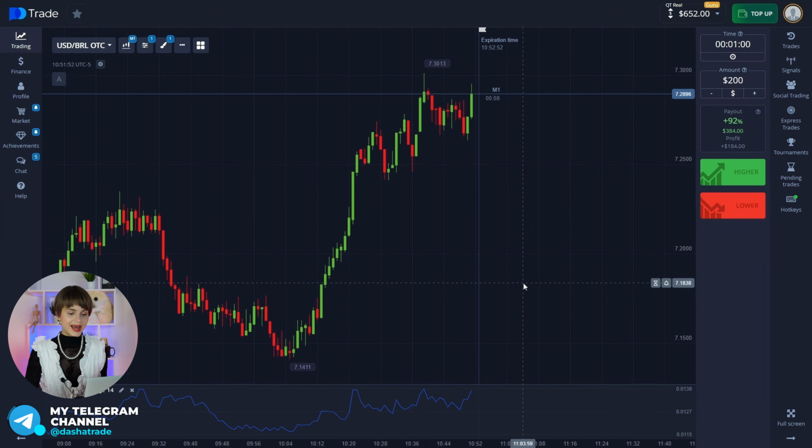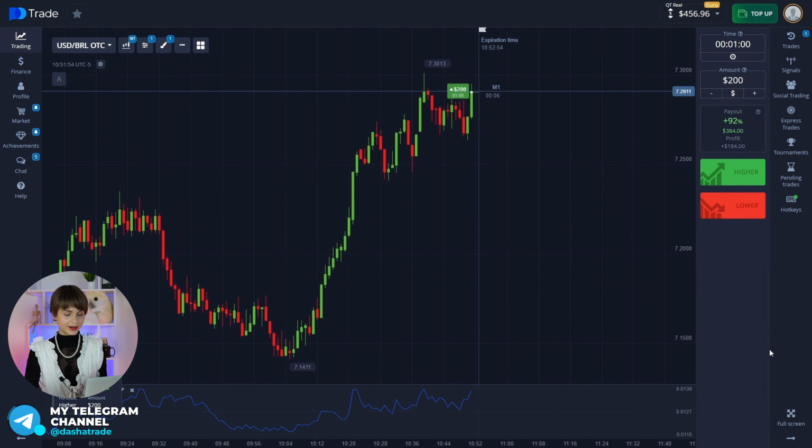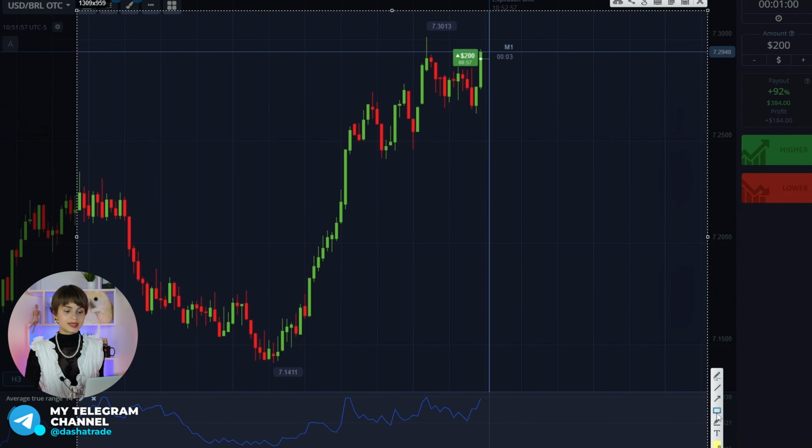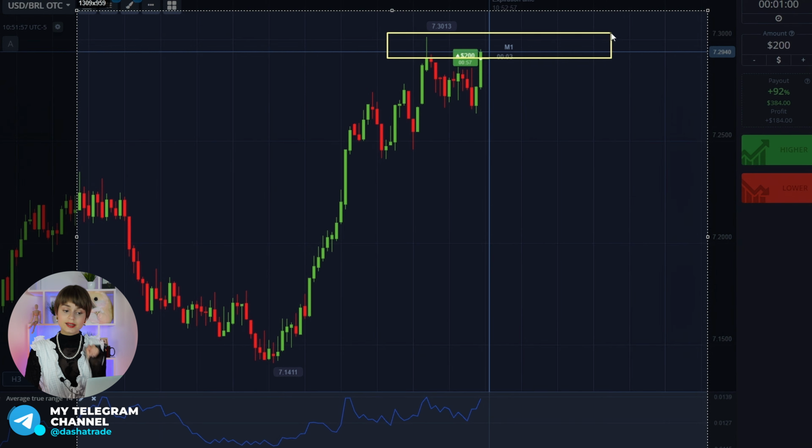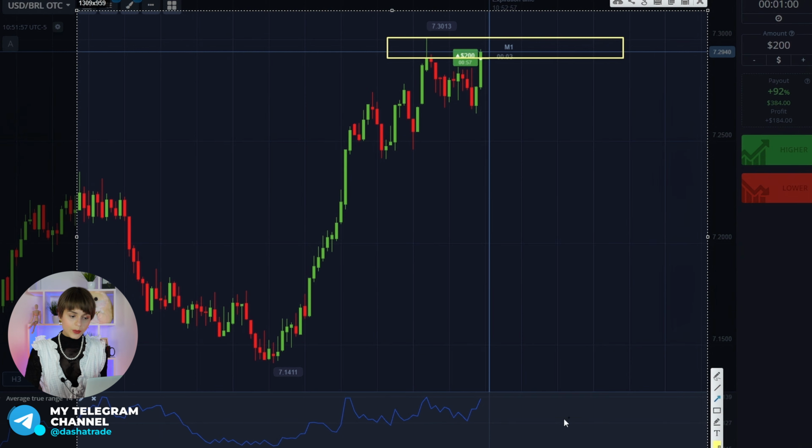So there is a case to enter. I open a deal with higher. In this case, the price is near resistance zone. Besides that, when reaching this level, ATR was growing. It means the level will be likely broken through.